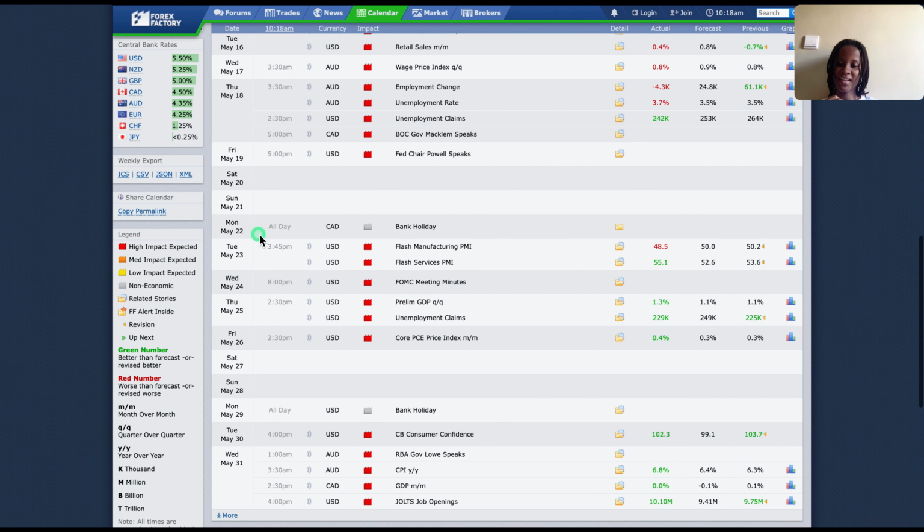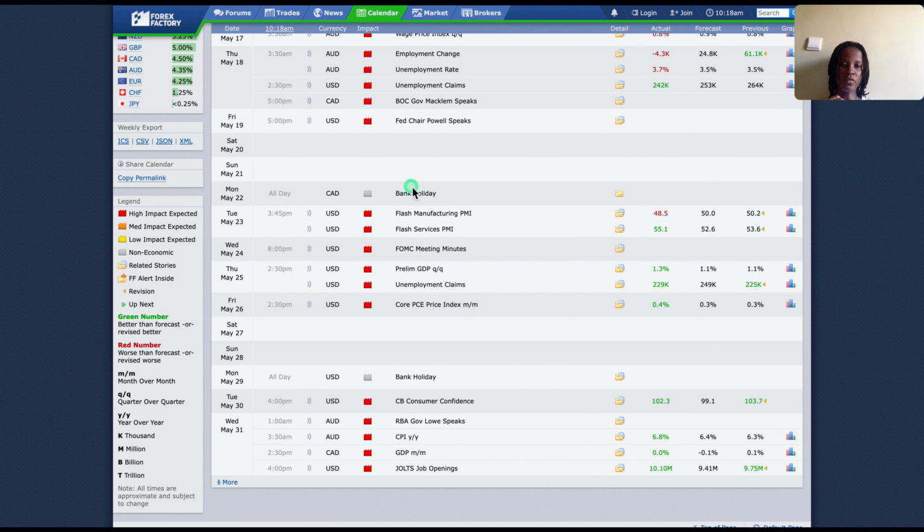It's starting on Monday here. And you can see on Monday we have CAD holidays. And most of the times when you have a holiday for either CAD or JPY, I don't look for trades on that day. So this is not a valid day to trade. The only valid day to trade here is either May 23rd, May 24th, or May 25th. Let's see here if any of these days is actually valid.